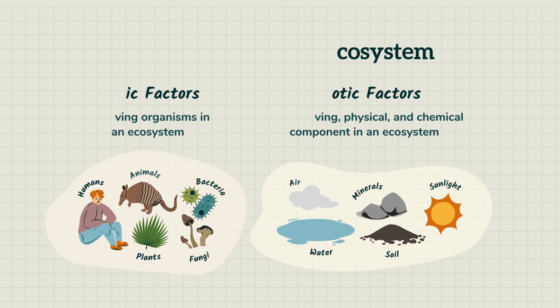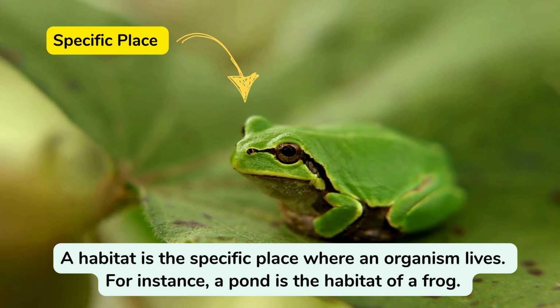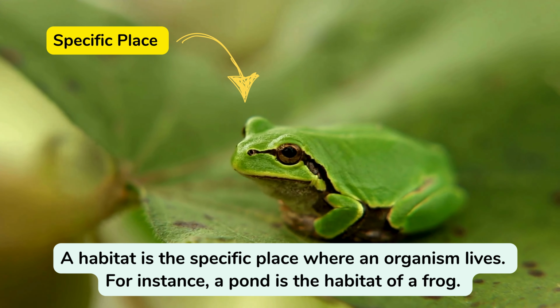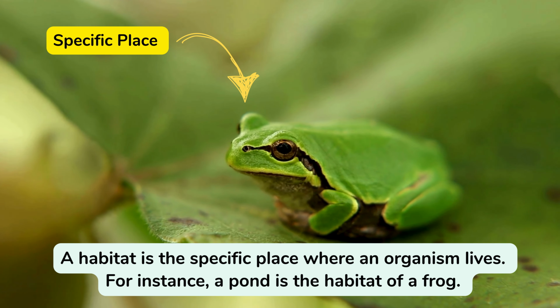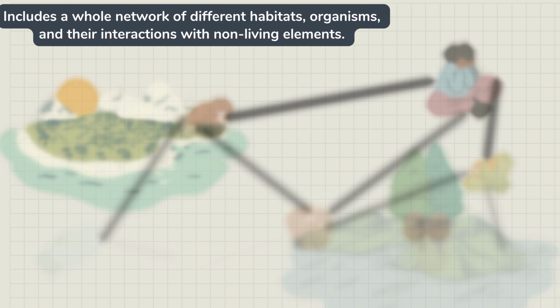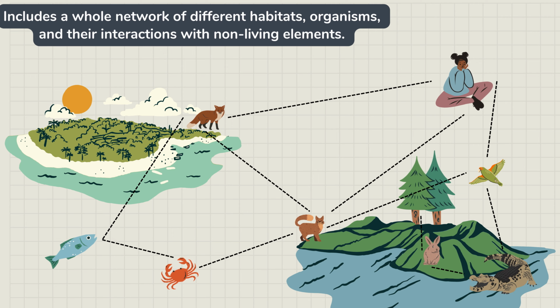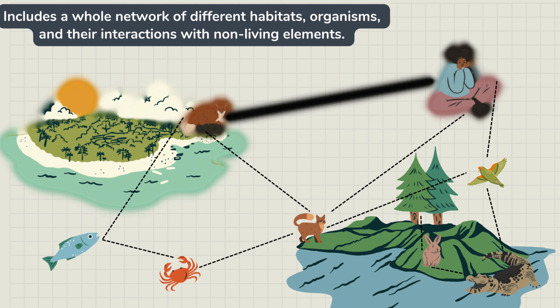Now, let's clear up a common confusion. What's the difference between a habitat and an ecosystem? A habitat is the specific place where an organism lives. For instance, a pond is the habitat of a frog. It's focused on the immediate surroundings and needs of that organism. An ecosystem, on the other hand, includes a whole network of different habitats, organisms, and their interactions with non-living elements.